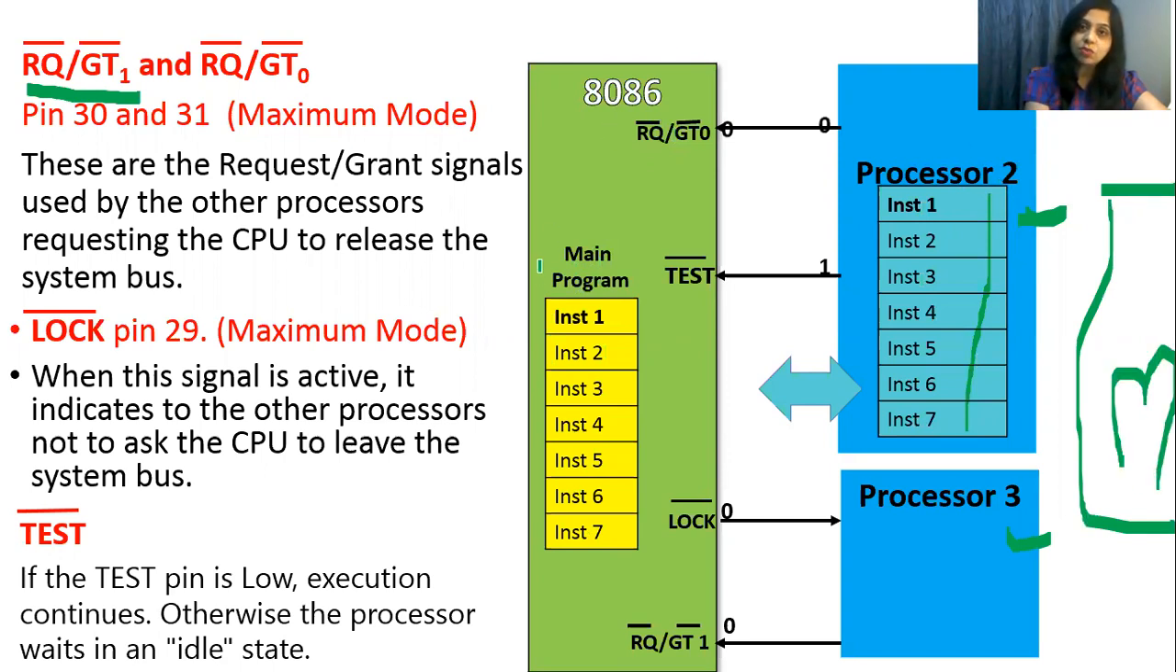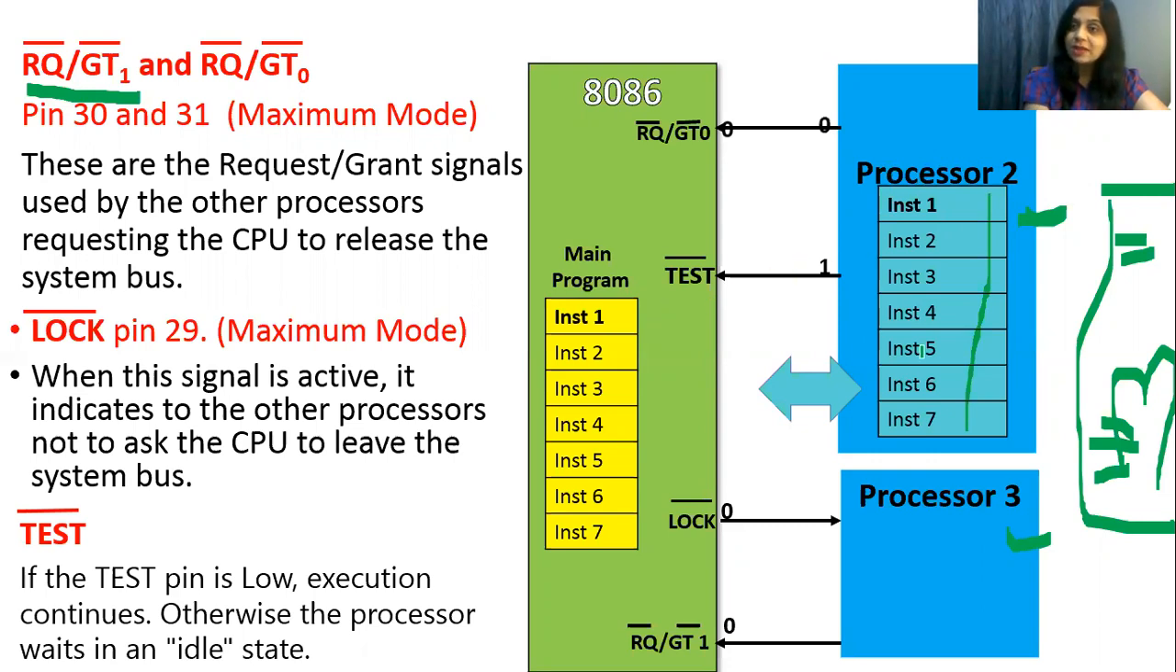So whenever 8086 wants to execute its program, it has to fetch every instruction, and then the execution unit will execute that instruction. Similarly, if this processor wants to execute its program, it has to fetch this program from memory and execute the instruction. But what is the problem here? Here 8086 has buses for sending the address and receiving the instruction before execution. But processor 2 doesn't have address and data bus. So when processor 2 wants to execute an instruction, it has to borrow buses from the 8086 microprocessor.